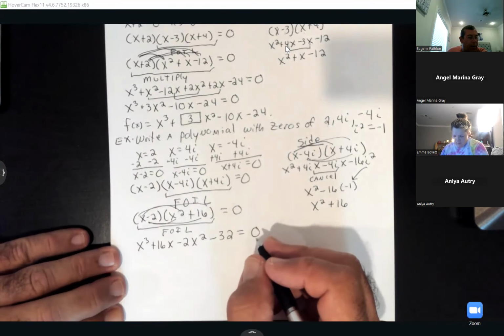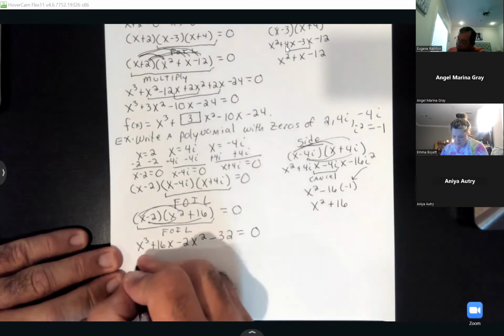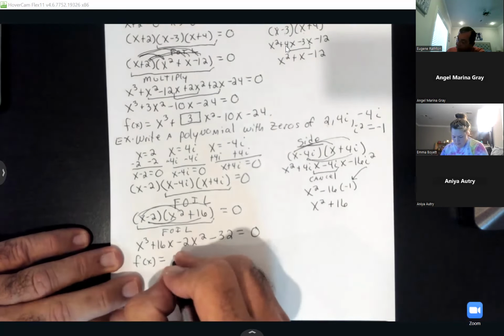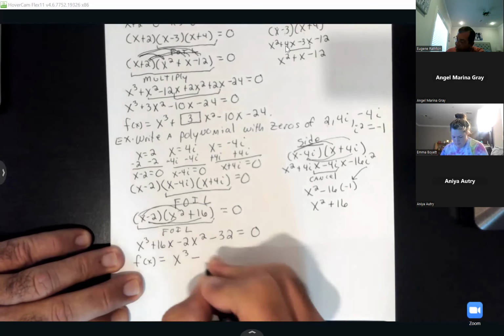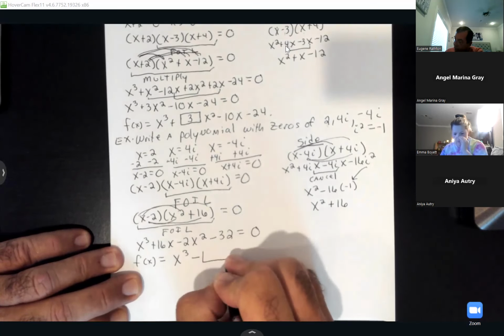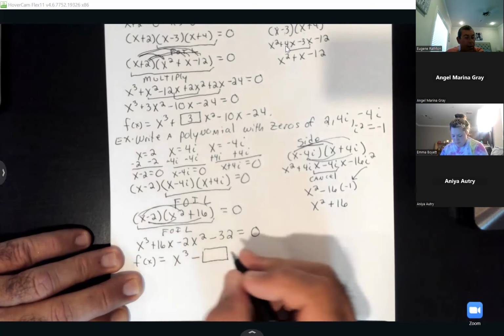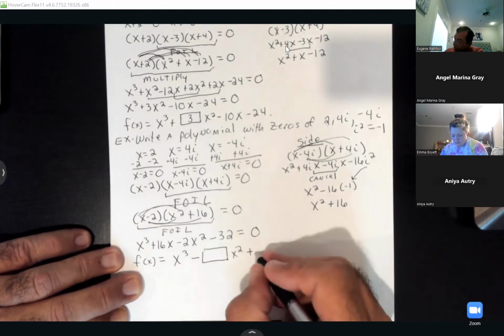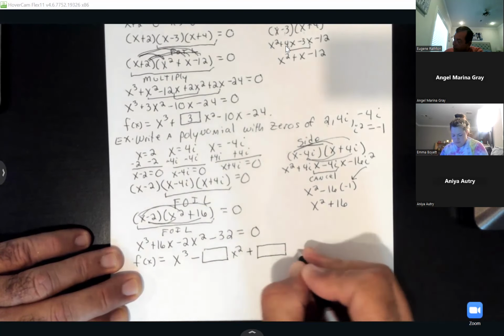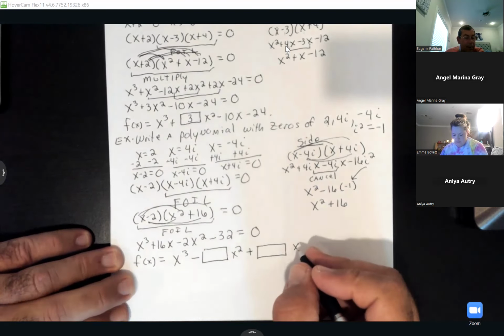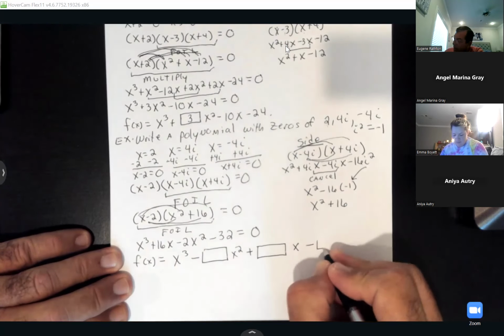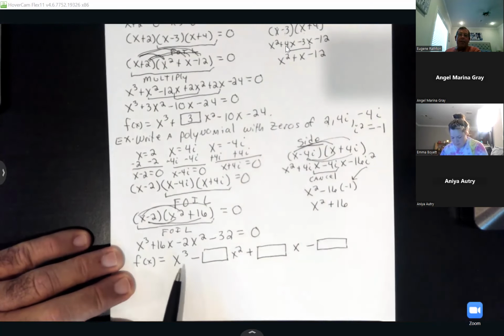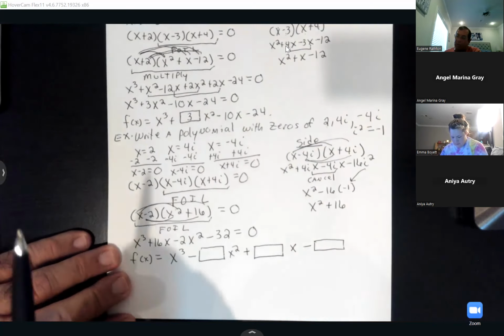Now, this one, I'll show you how they got the answer. They got f of x equals x to the third minus blank x squared plus blank x minus blank. So more blanks on this one than on my first problem up here.